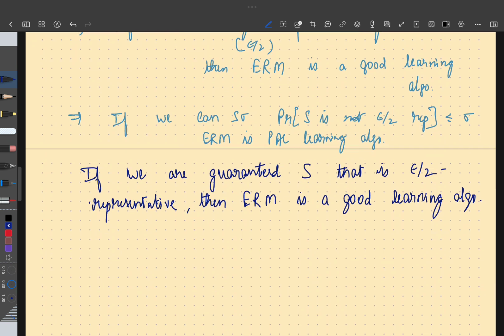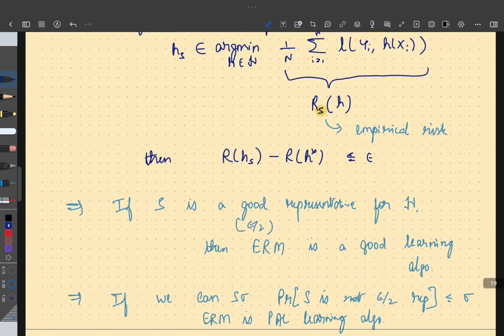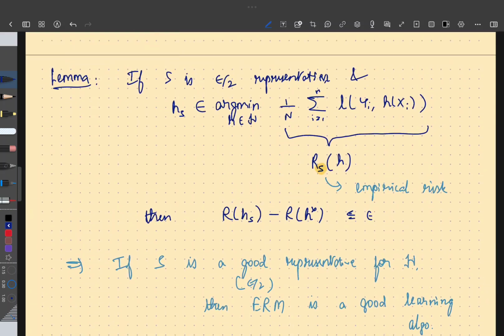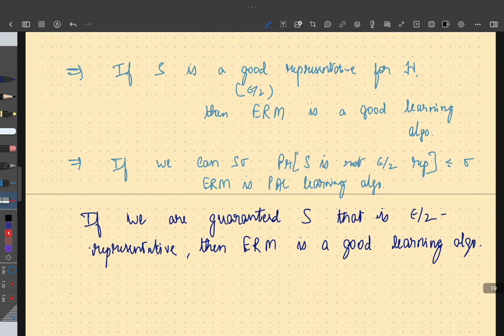Question? Which one? Correct. Well, this is a consequence. Remember that S is epsilon by 2 representative, which means that R of Hs is epsilon by 2 away from Rs of Hs. Right? Remember that R of Hs is the average risk, Rs of Hs is the empirical risk.